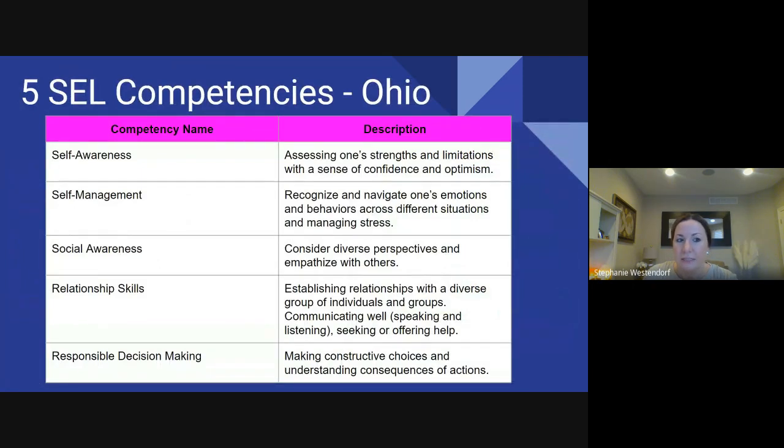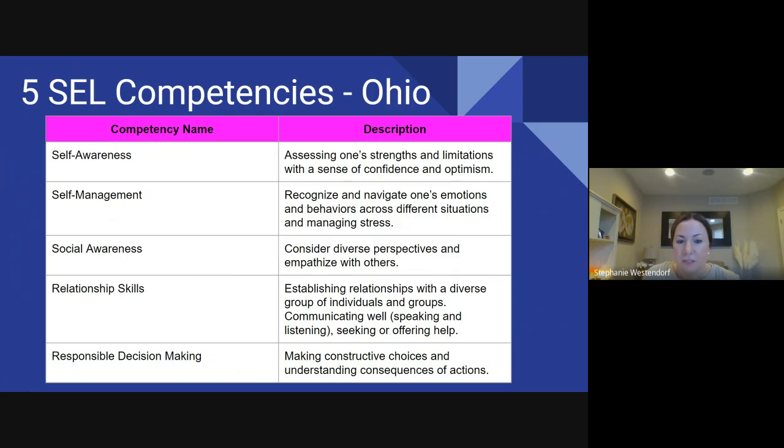For the standards, these standards are available publicly if you go to the Ohio Department of Education's website, but just to give you a broad overview of what's included, they're based on these 5 competencies. So we have self-awareness, which is the ability to assess your own strengths and limitations, but with a sense of confidence and optimism. Next, we have self-management, which is the ability to recognize and navigate your own emotions and behaviors across different situations and your ability to manage stress. Then we have social awareness, which is the ability to consider diverse perspectives and to empathize with others.